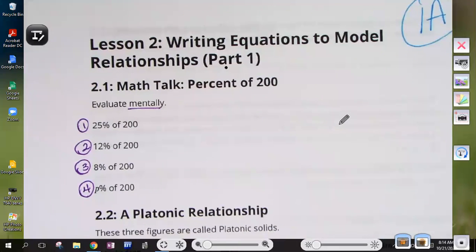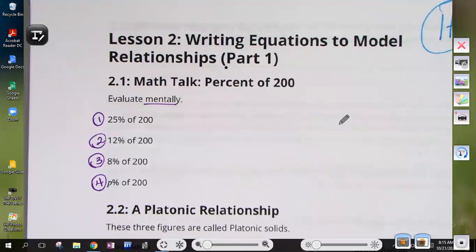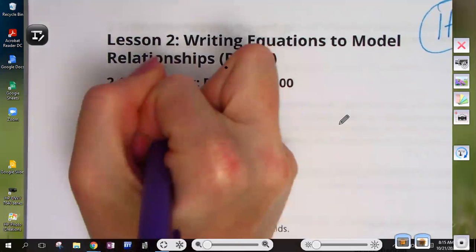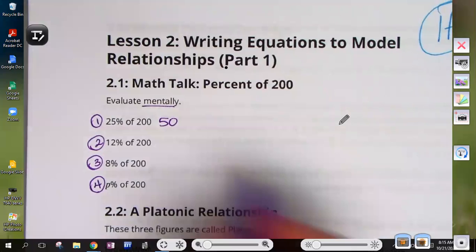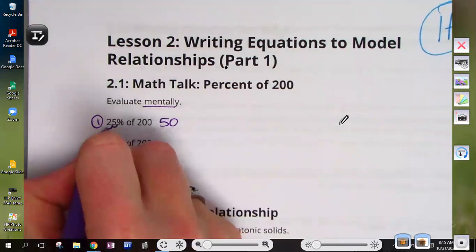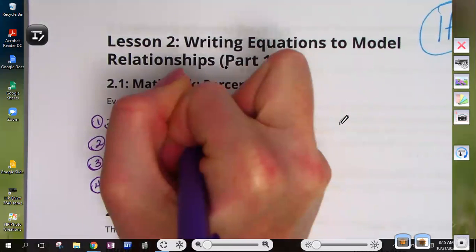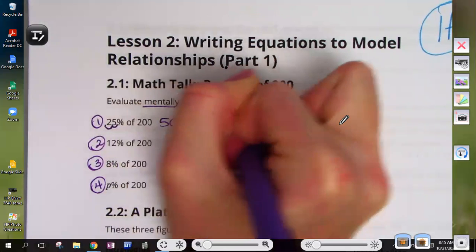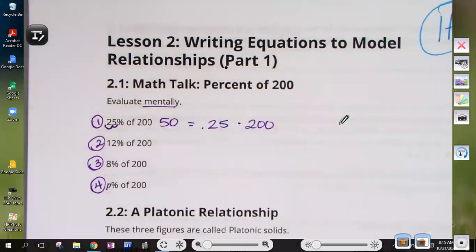Okay, so number one, we have 25% of 200. So who can tell me what that value is? Hayden James. 50. The answer is 50. Hayden, how did you get 50? I moved the decimal over 2 places. Okay. And then I multiplied. Okay, so you did 0.25 times 200. Okay, good.